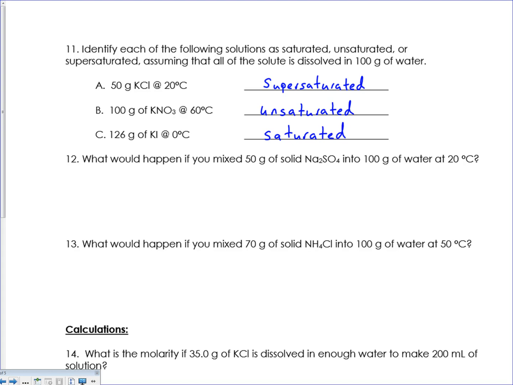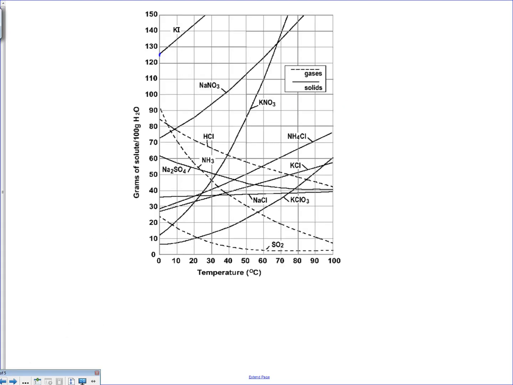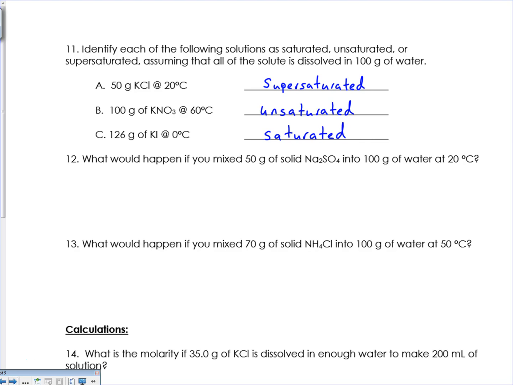Number 12, what would happen if you mixed 50 grams of solid Na2SO4 into 100 grams of water at 20 degrees Celsius? So here we have to see how much Na2SO4 would dissolve at 20 degrees Celsius. It looks like we could dissolve something like 54 grams. I asked what would happen if you mixed 50 grams in. Since we could dissolve 54 grams and we're putting 50 grams in, all of it would just dissolve, because we haven't reached the saturation point yet.